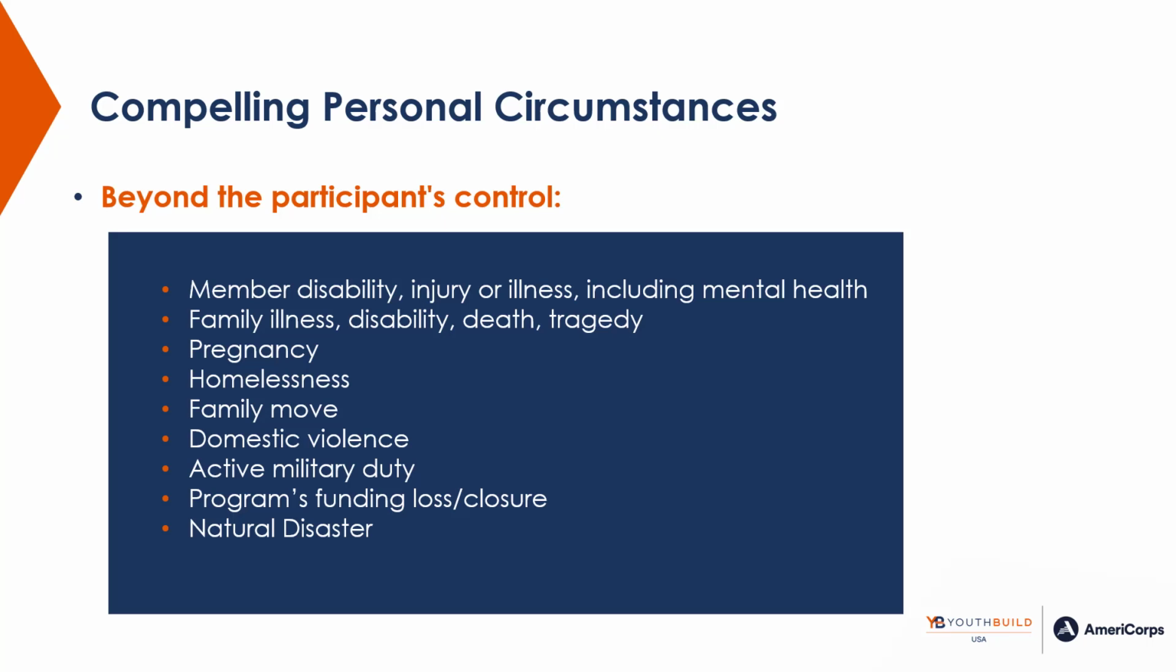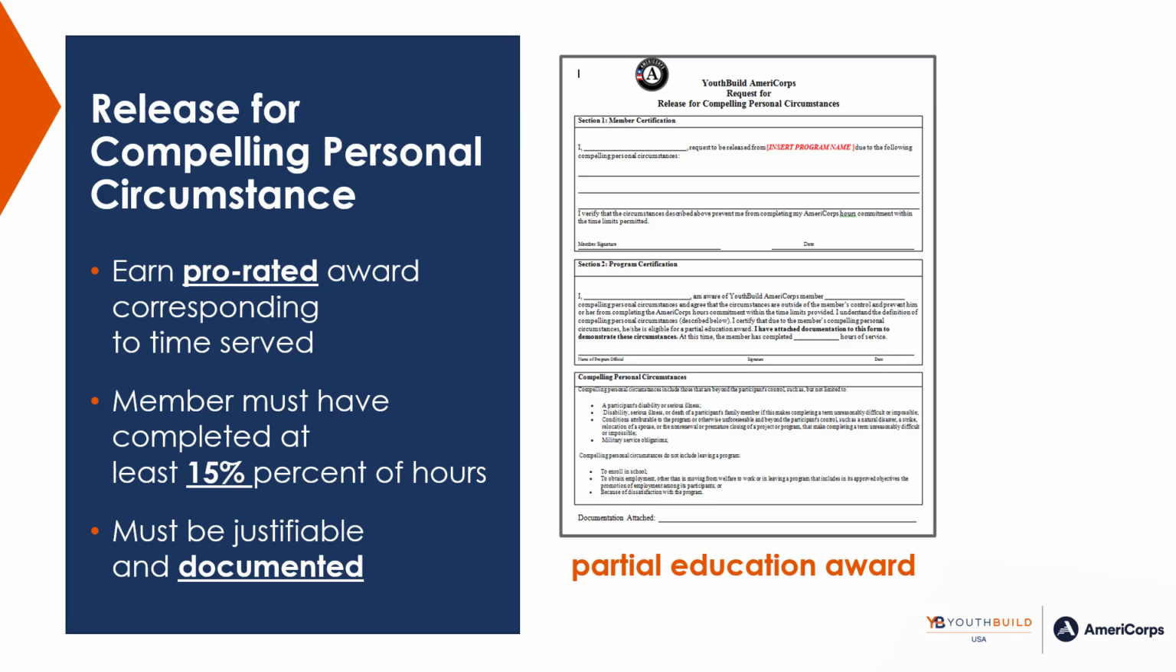What you see listed here on the screen are only some examples. In no way is this a closed, comprehensive list, but this is a list of compelling personal circumstances that we have seen come up regularly in our YouthBuild community that could potentially qualify a member for an early exit with a partial education award. Now, with that said, again, documentation is important, and in these cases, documentation can be challenging. So we're going to talk about that next.